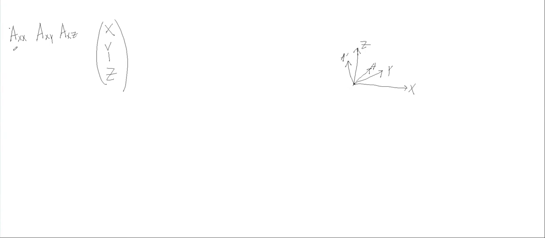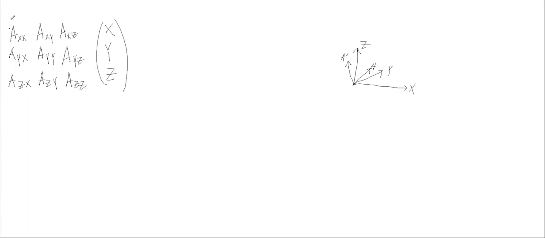And then we go through all of these, so a_yx, that's telling us how much y is changing in the x direction, a_yy, how much y is changing in the y direction, and a_yz, how much y is changing in the z direction. And then we do the same thing for z, so z in the x direction, z in the y direction, and z in the z direction.